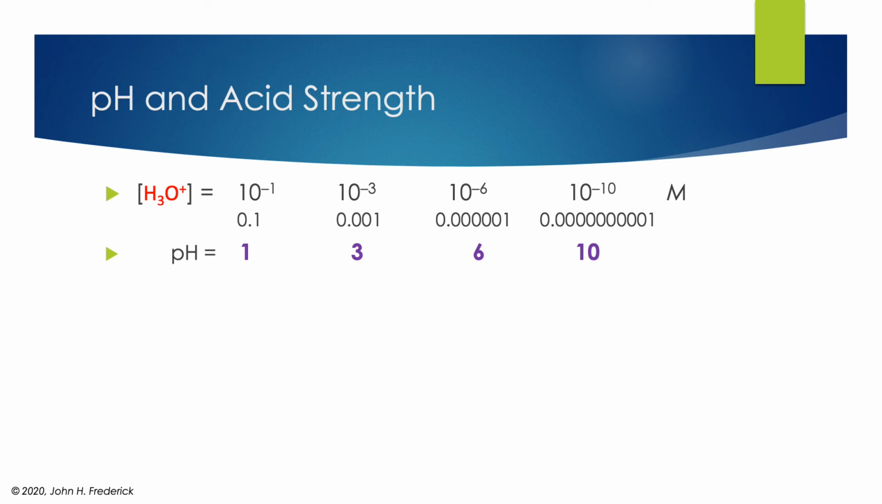Now, which one of these is the strongest? When we look at the decimal representation, it's pretty easy to see that the strongest one, the one that has the highest hydronium ion concentration, is the one on the far left. That is the strongest. And the weakest is going to be the one on the far right, because it's got all those zeros before we get to 1.